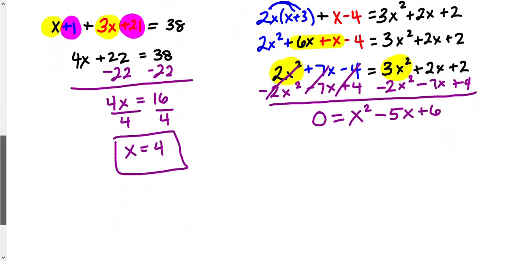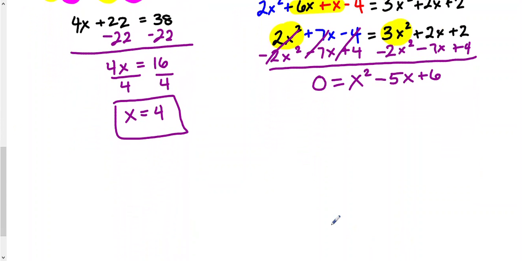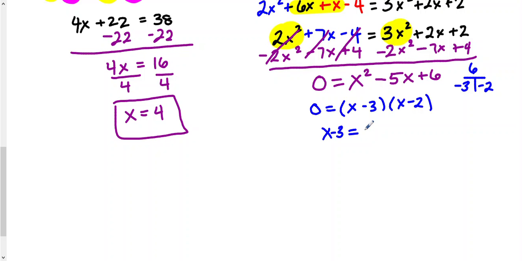So I still have an x squared, which means now I need to factor to solve. So what multiplies to 6 but adds to a negative 5? Negative 3 and negative 2. So when I factor this, it becomes x minus 3 times x minus 2. Then we need to set each factor equal to 0. And we solve from there. So if we add 3, we get x to equal positive 3. Add 2, x to equal positive 2.